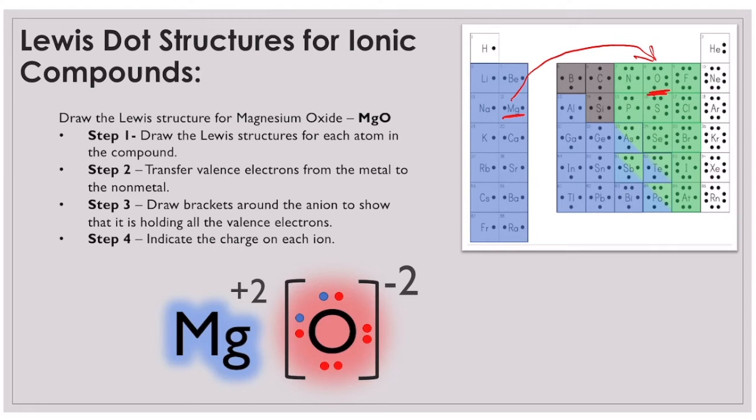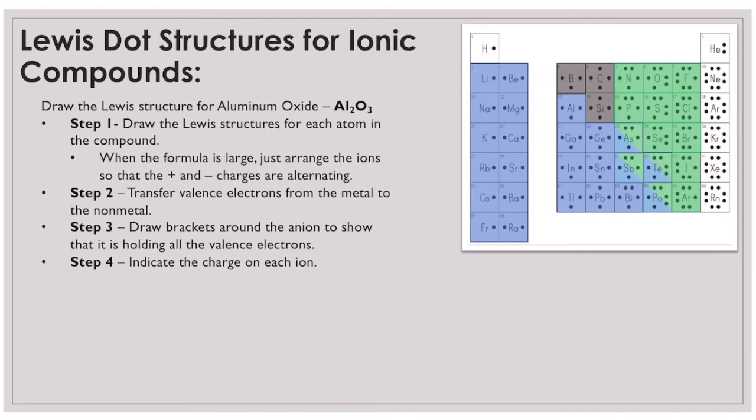Now let's look at one that's a little bit more difficult. So now I'm drawing the Lewis dot structure for aluminum oxide. You'll see that aluminum oxide contains 2 aluminum atoms and 3 oxygen atoms. When we draw the Lewis dot structures, we want to draw one for each atom in the compound. That means we have to show both aluminums and all 3 oxygens in this Lewis dot structure. And when the compounds are really large, you just have to alternate the ions.